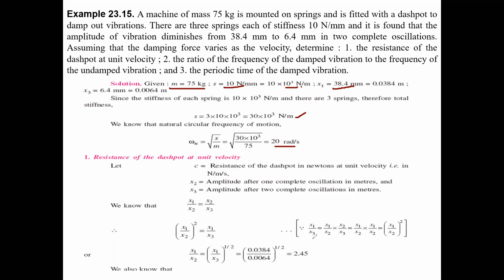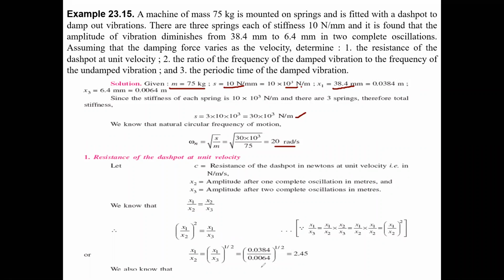Just they are representing here at the right side: x1 by x3 equals x1 by x2 multiplied with x2 by x3. So this may also be written as x1 by x2 into again x2 by x3, which is also equal to x1 by x2. These two are similar, so when we multiply similar terms, squaring has to arise. So (x1 by x2) whole square equals x1 by x3, so x1 by x2 equals (x1 by x3) whole power 1 by 2.